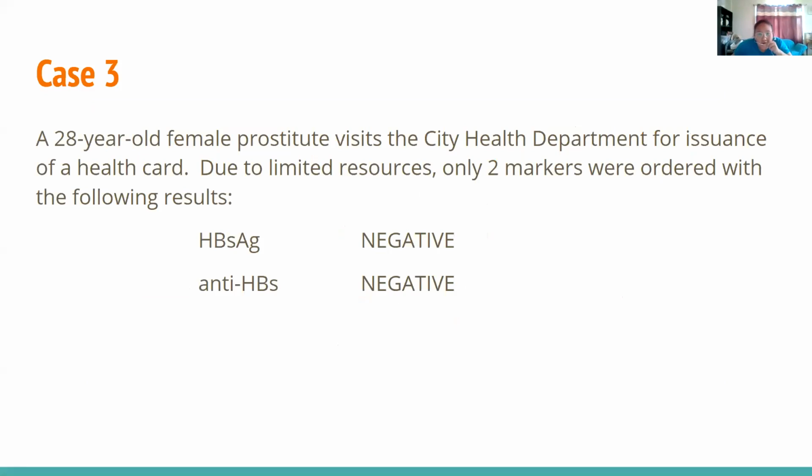A 28-year-old female prostitute visits the city health department for issuance of a health card. Due to limited resources, only 2 markers were ordered with the following results: HBsAg negative and anti-HBs negative. So next slide, please.